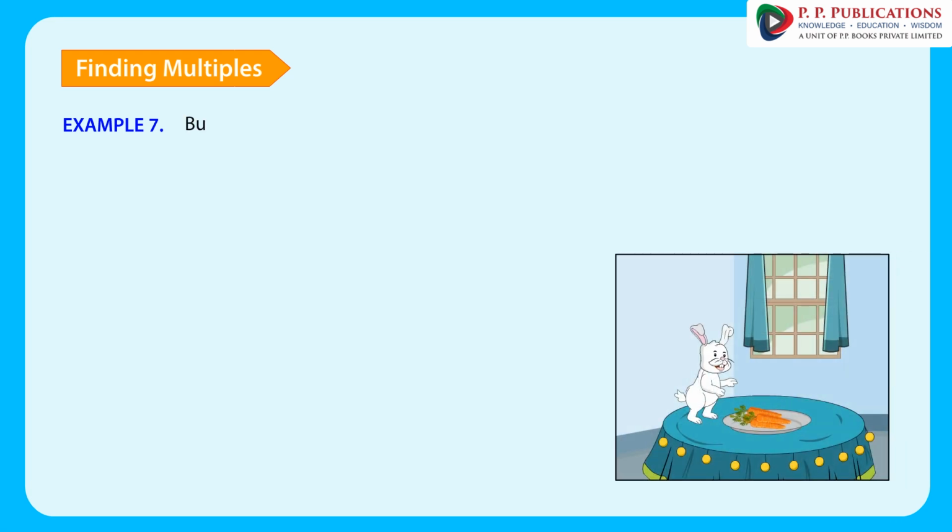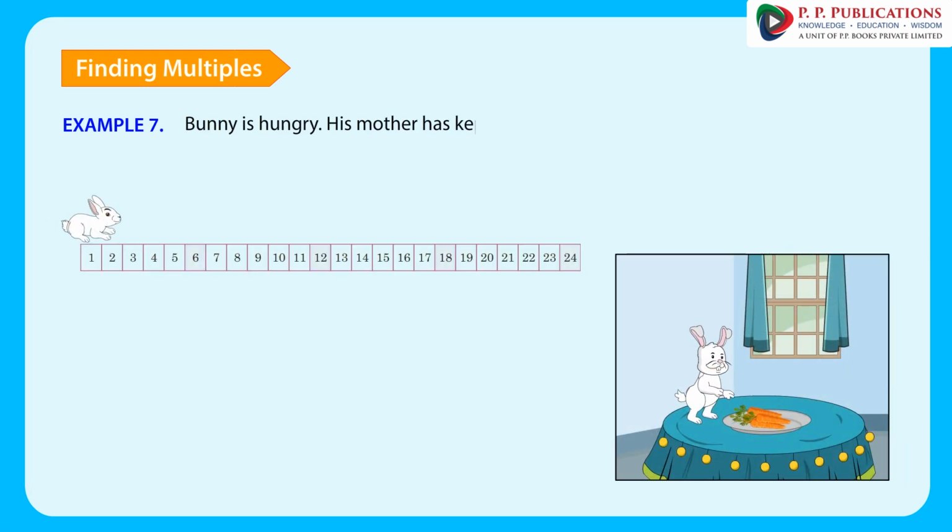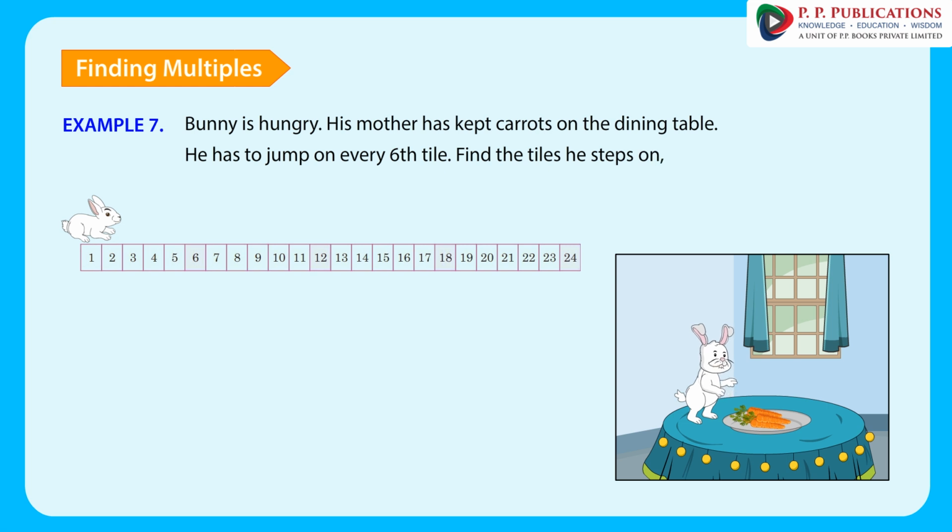Example 7. Bunny is hungry. His mother has kept carrots on the dining table. He has to jump on every 6th tile. Find the tiles he steps on. Which are the first 4 multiples of 6 to get the carrots?